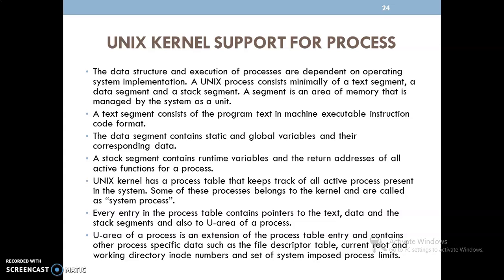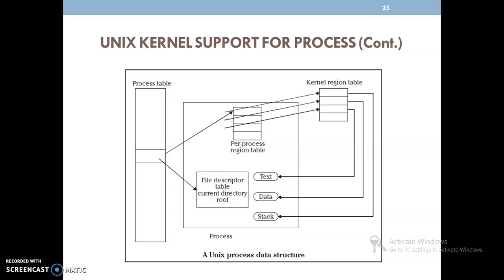U area of a process is an extension of process table entry and contains the other process specific data such as file descriptor table, parent root directory, working directory, inode numbers, and set of system imposed process limits. Nothing but just now what I discussed about the resource limits. Okay. This is about the simple data structure what we are using for the kernel support for process. Just you can get the point what I am highlighting here.